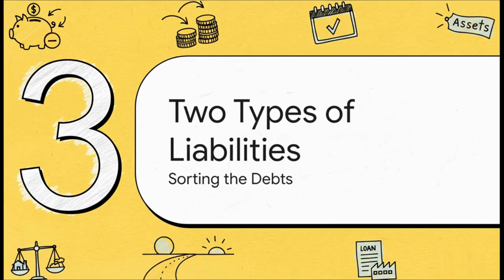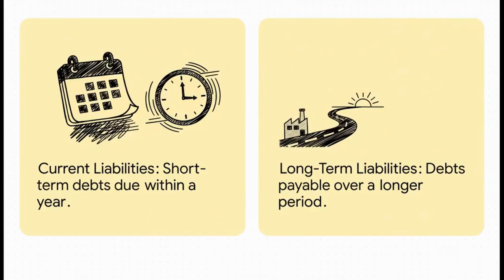But here's where it gets a little more interesting, because not all debts are created equal. We can actually sort a company's liabilities into two very different piles, and doing that tells us a whole lot about its financial health. And the biggest difference between them? It's just time. Current liabilities are the short-term debts, the ones that have to be paid off within a year. You can think of these as the company's immediate bills that are always coming due.